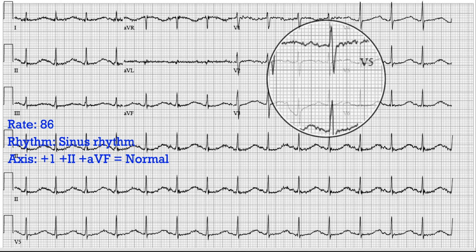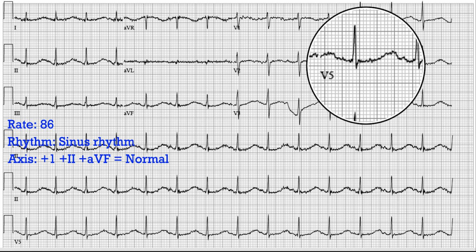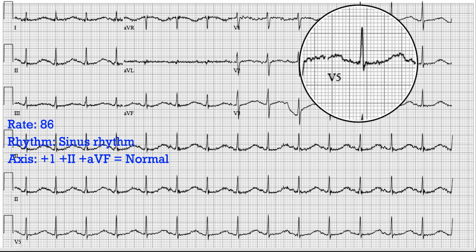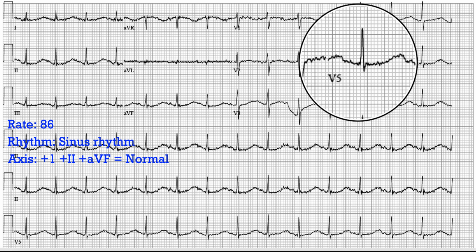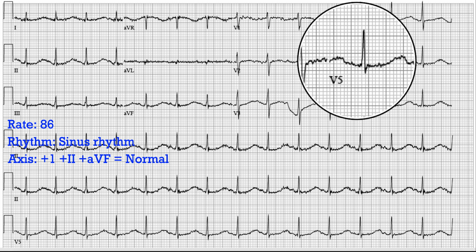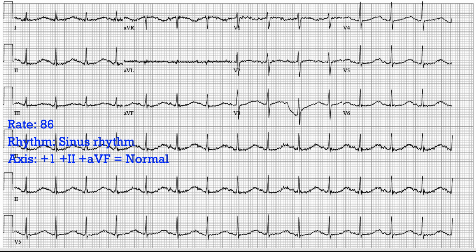We look at our QRS complex, our QRS interval, and let's see. It should be under 3 boxes, so this looks narrow. This looks like about 1, maybe 2 boxes for the whole QRS complex to start and finish. So we'll say narrow complex QRS.